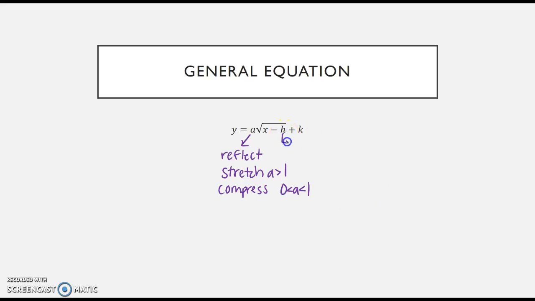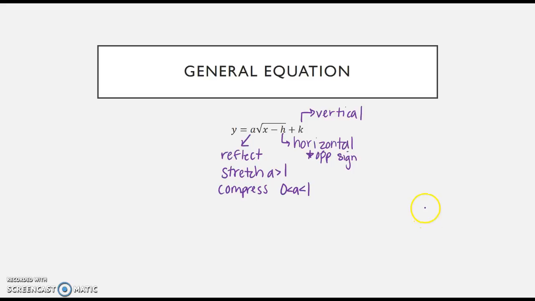H is our horizontal translation, and it's always going to be the opposite sign, just like with our parabola. You can consider it to be inside parentheses, so it's going to have the opposite sign. And then K is our vertical translation. It's going to have the same sign.